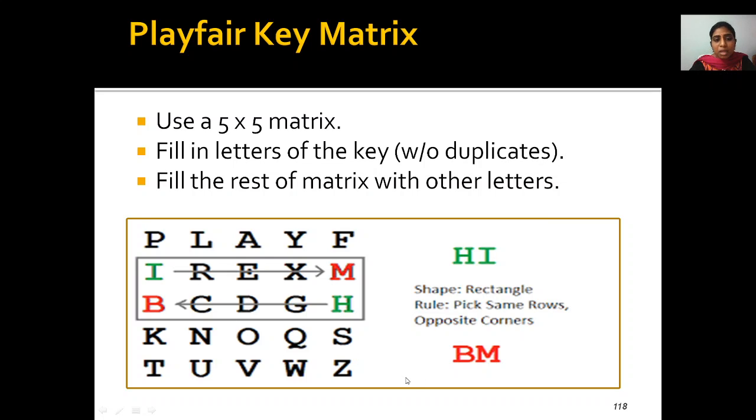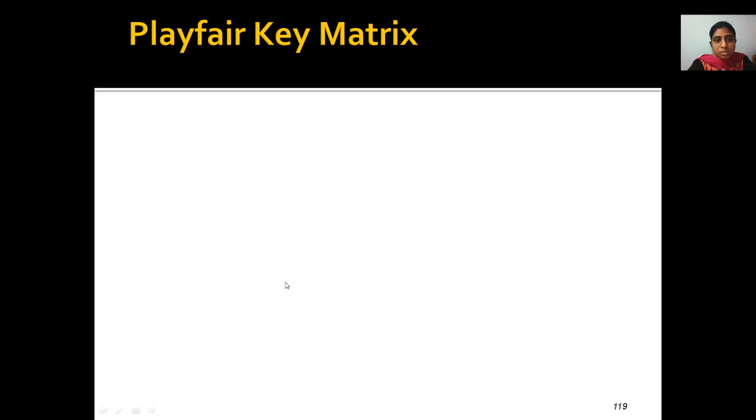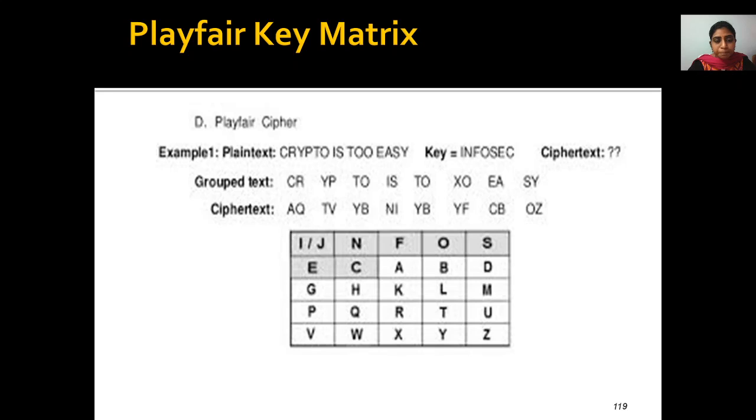Once you have written it, we are going to take the message as HI. Every plain text will be divided into pairs of two letters. So HI is replaced using a rectangular box. Since it forms a rectangle, HI is replaced with BM, that is the corners. Here, if it is a rectangle, pick the same row and the opposite corners.